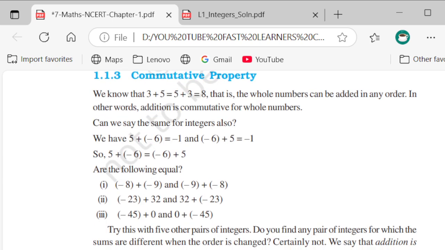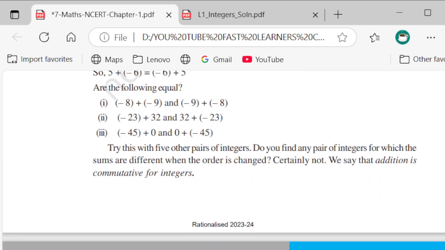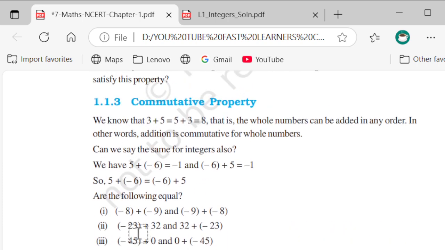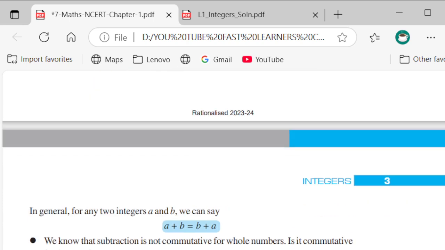Let's see the third property, that is the commutative property. The commutative property tells you that a plus b is equal to b plus a. If you take any numbers, minus 8 plus minus 9 is equal to minus 9 plus minus 8, or 2 plus 3 is equal to 3 plus 2. Okay, this is very simple.